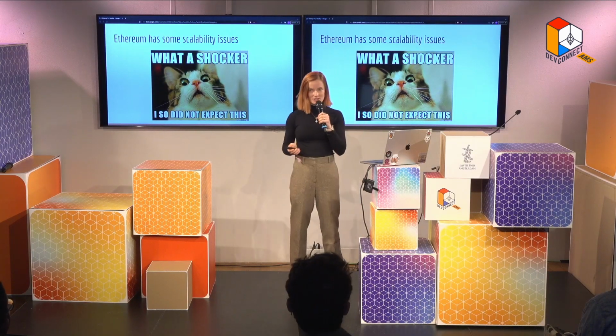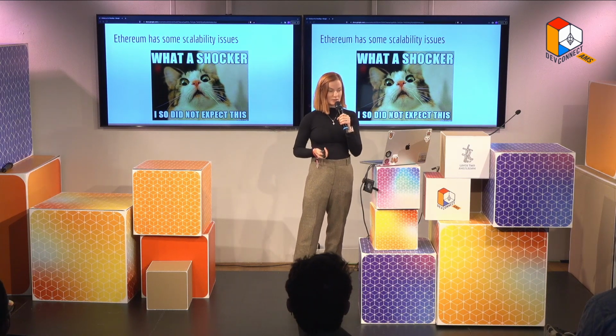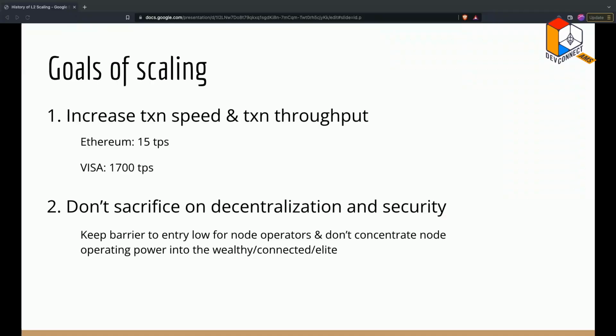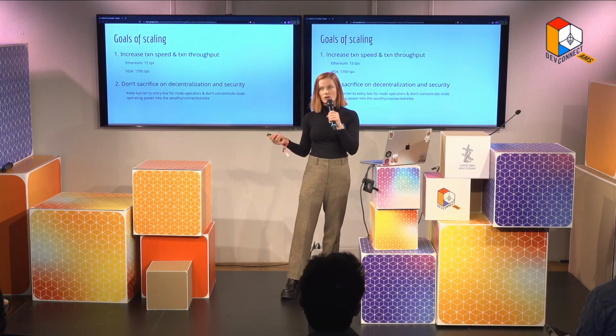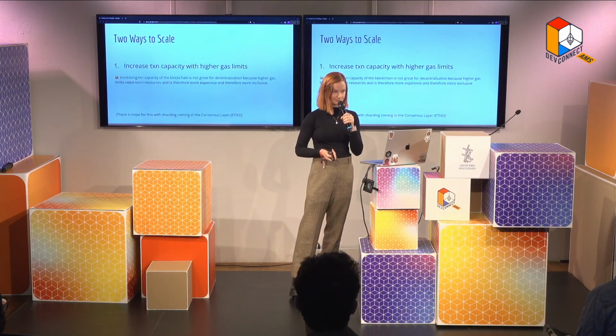Okay, I'm going to start us off on something super easy to make sure we're all on the same page. Ethereum has some scalability issues. There are two main goals of scaling. The first is to increase transaction speed and transaction throughput. Ethereum is at about 15 transactions per second right now. Visa is about 1,700. And we also don't want to sacrifice on decentralization and security, right? We want to keep the barrier to entry low for node operators so that we don't concentrate node operating power into the hands of the wealthy, the elite, the connected.